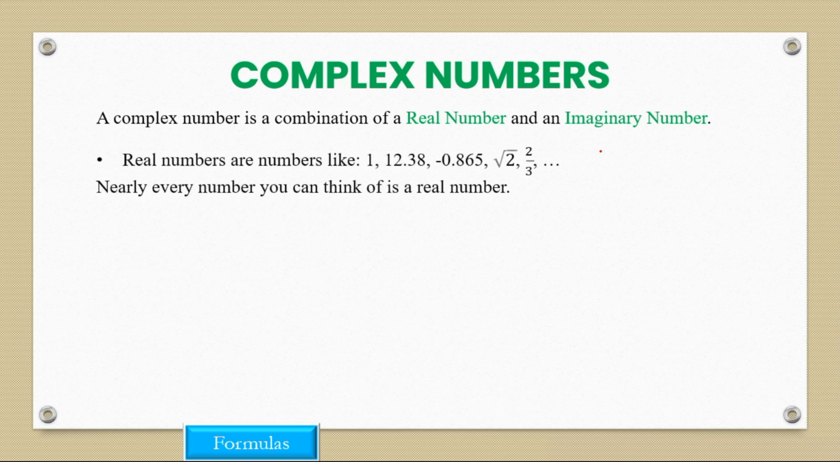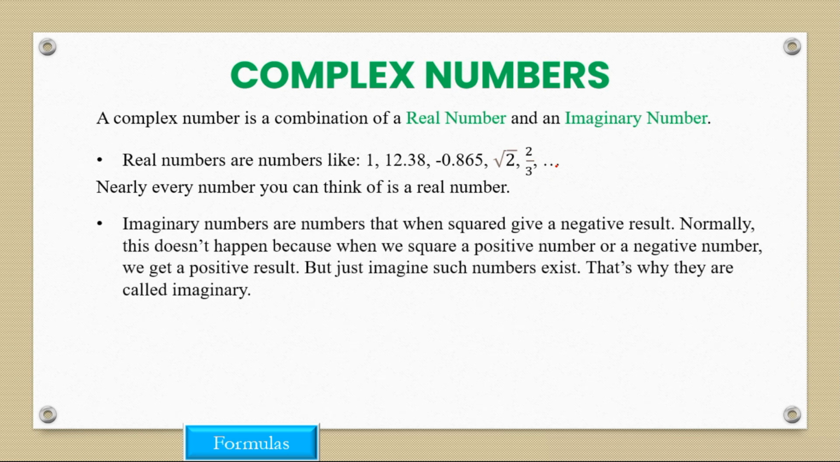Real numbers are numbers like 1, 12.38, negative 0.865. It can be root 2. It can be 2 over 3. So basically, nearly every number you can think of is a real number. Whether it's a decimal, a fraction, a root of a number, a cubic root, or even a normal whole number like this, it's still a real number. So basically, any number you can think of is a real number.